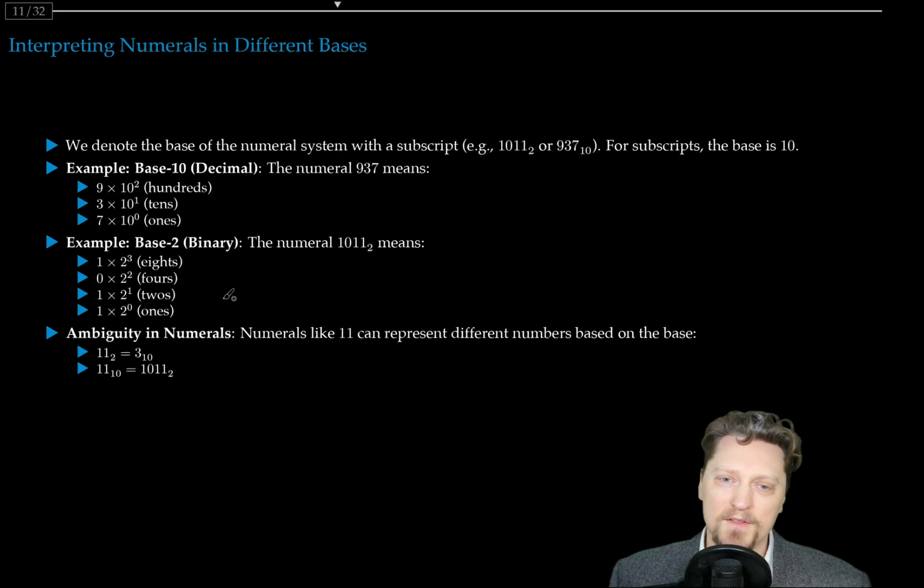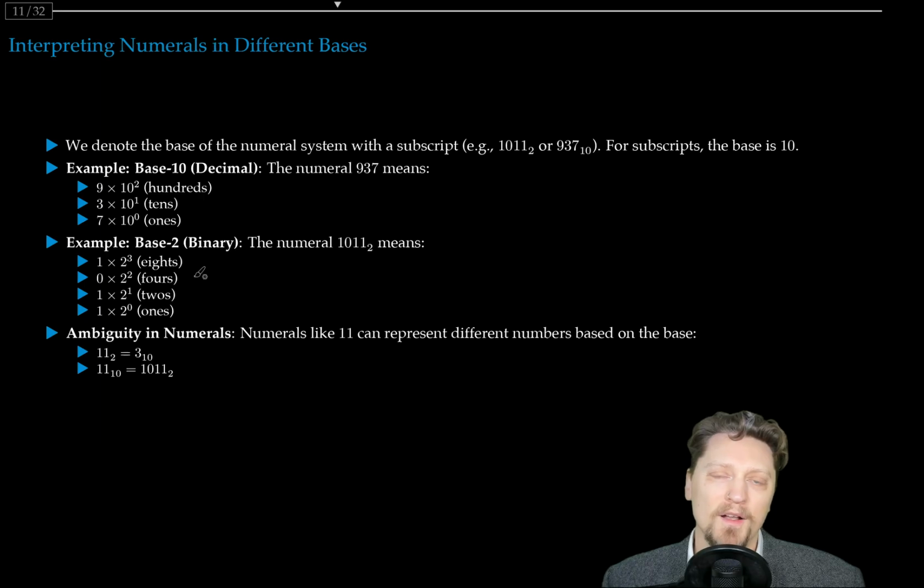Example in base 2 or binary, the numeral 1011 means 1 times 2 to the 3, or 1 eight. 0 times 2 to the 2, which are 4s, so 0 fours. 1 times 2 to the 1, so 1 two. And then 1 times 2 to the 0, which are 1s. So 1 eight, 0 fours, 1 two, 1 one.